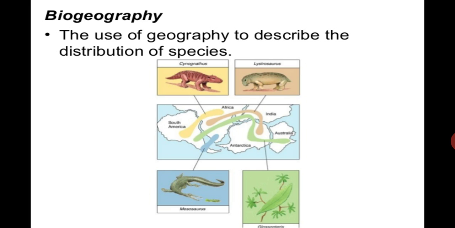And the last evidence is given from biogeography, which uses geography to describe the distribution of species. The organisms which are closely related to each other share the same biogeography. So all these evidences show that evolution has occurred over time. So this is all about the evidences of evolution.